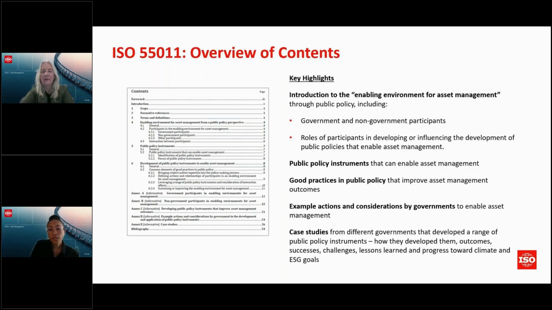And I would like to pass it over to my colleague, Professor Kerry Brown, to talk a little bit more about some of the benefits of ISO 55011 and walk through some of the benefits that have been realized and findings of another case study that's supplementary to the case studies included in the standard itself. Over to you, Kerry.